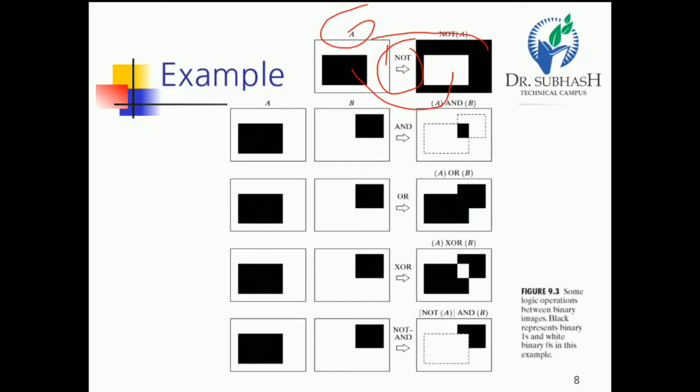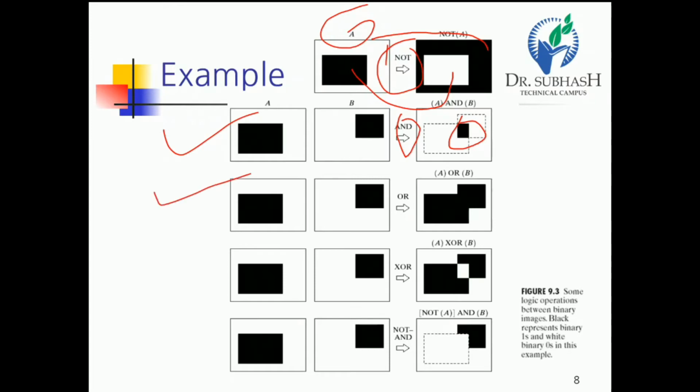Inside the square is converted into white, and outside the square is converted into black. Similarly, for the second operation, the first is the value of A, the second one is B, and we perform the operation of AND. Dear students, we know that the AND operation is the multiplication operation. So A multiplied with B means we take the common portion, and the result is the common portion like that.